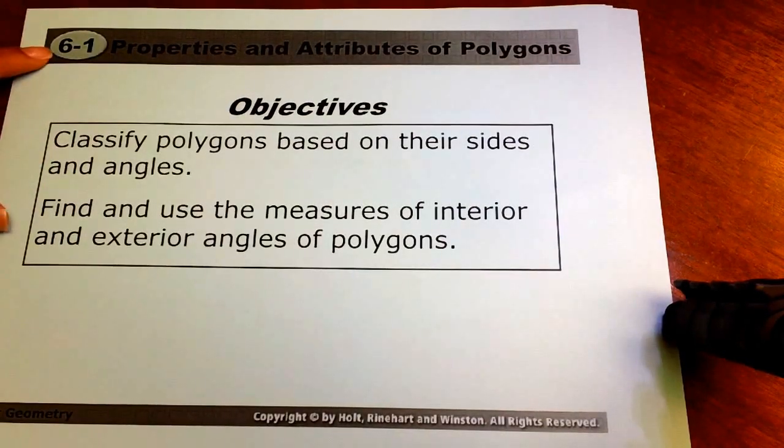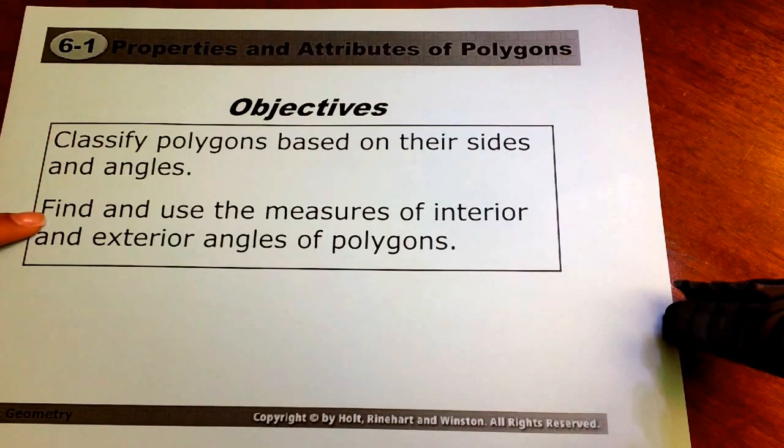This is Chapter 6, Section 1, Properties and Attributes of Polygons. Your objectives are to classify polygons based on their sides and angles, and to find and use the measures of the interior and exterior angles of polygons.